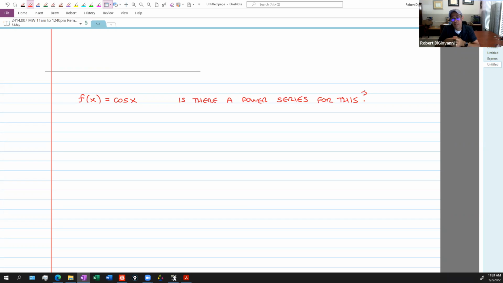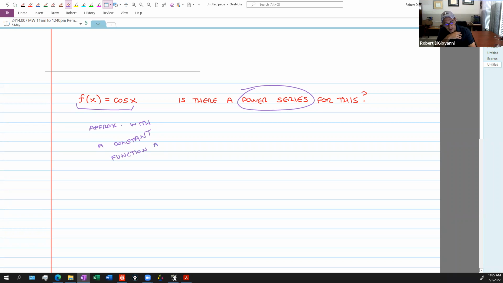So let's start by thinking about what this power series can look like. We know it's infinite, right? It's supposed to go forever, but let's act like it stops, okay? Let's just look at what if we were trying to approximate this with a constant function. I know a cosine function is not a constant, but let's say we were trying to approximate it with a constant function.